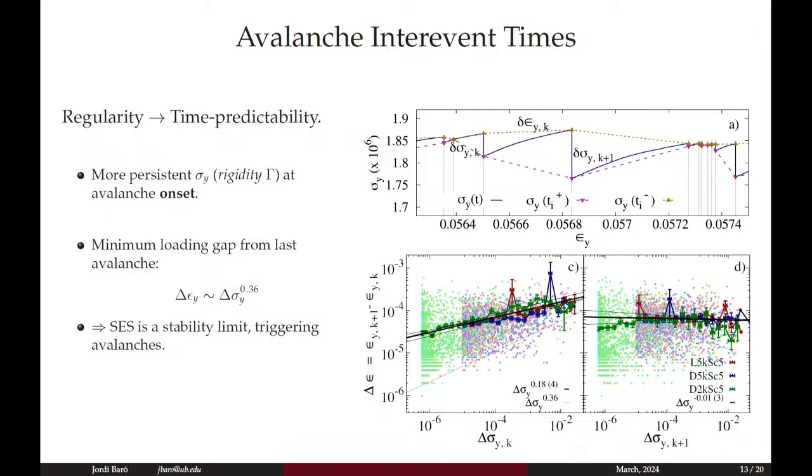I'm showing here the whole cloud of points because you see that there is some kind of gap here. Essentially what you observe is this pseudo gap, right, where we seem to be missing loading times that are smaller than the previous avalanche, relative to this power law here. So it means that with the SES, we are probably closer to a stability limit triggering this avalanche.